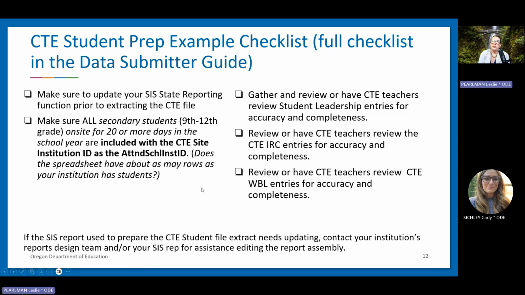So the first thing that you're going to want to do is to make sure that you update your student information system state reporting function. We don't have access into these systems, but it is our understanding that there is a way to update this. If you're not sure how to update this or if it needs to be updated, you can contact your institution's reporting design team and get your student information system rep for assistance to edit this report if you need to. The second thing you're going to want to do is to make sure that all secondary students, grades 9 through 12, on site for 20 or more days in the school year are included in the CTE institution ID as well as the attending school ID. Basically, you're looking at, does this spreadsheet have about as many rows as your institution has students? It's a pretty good first check.